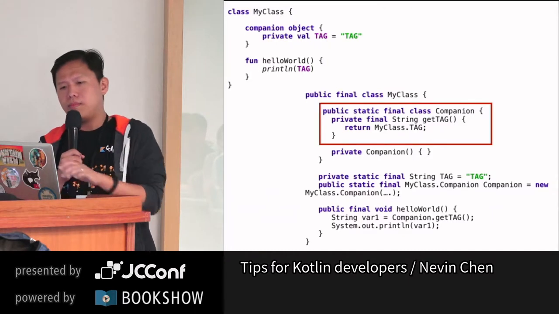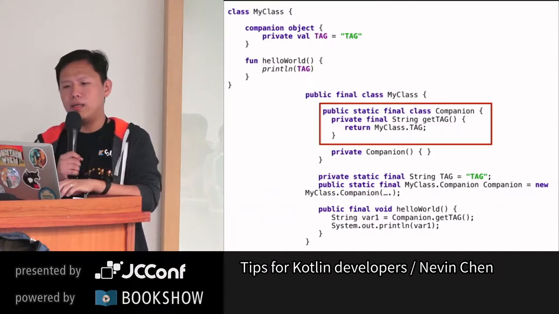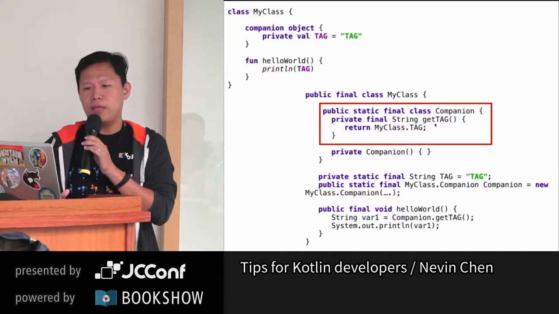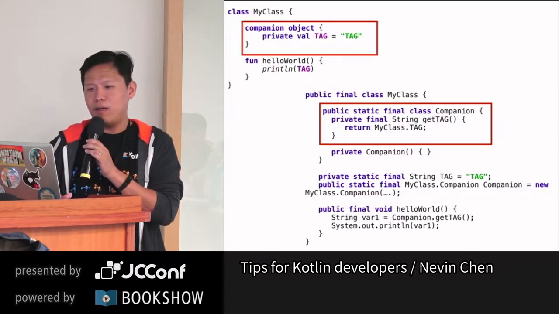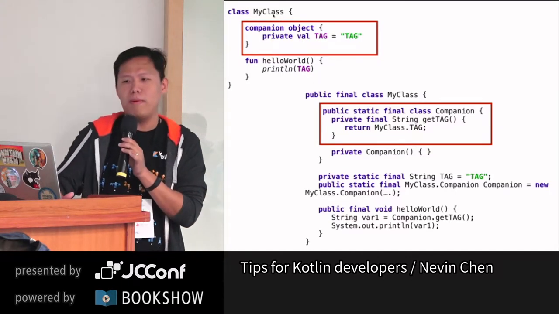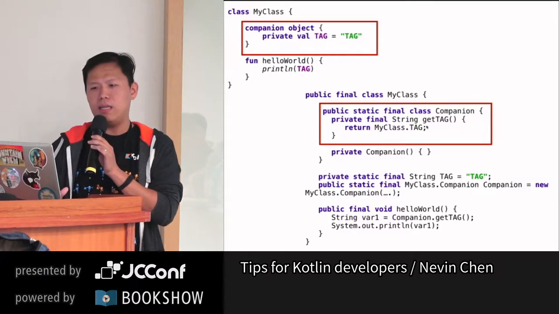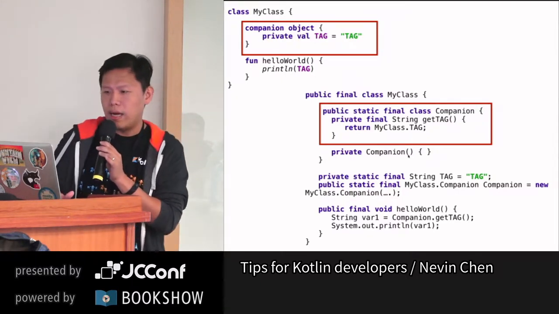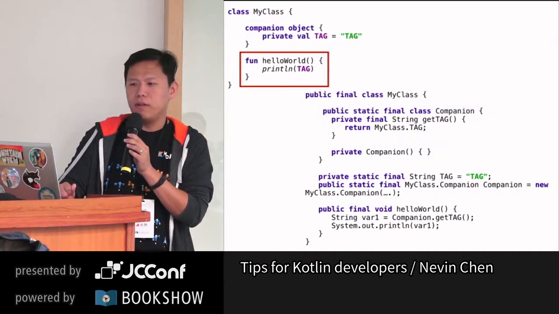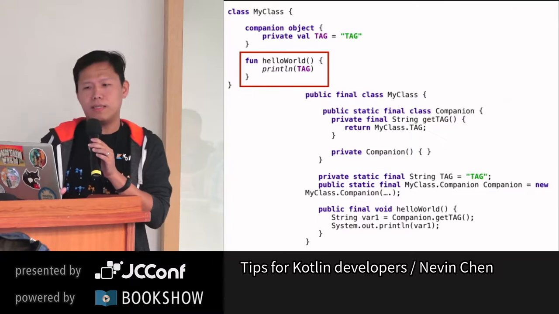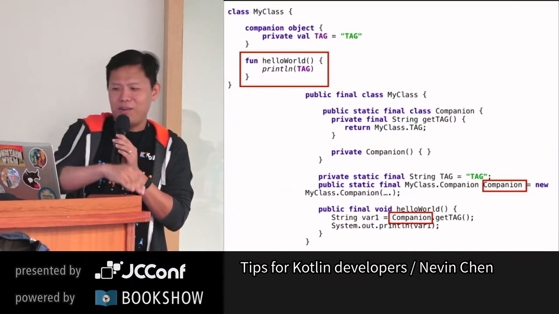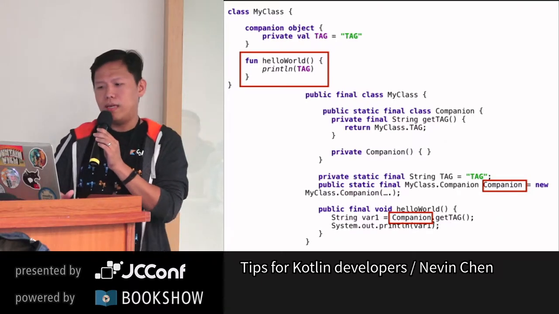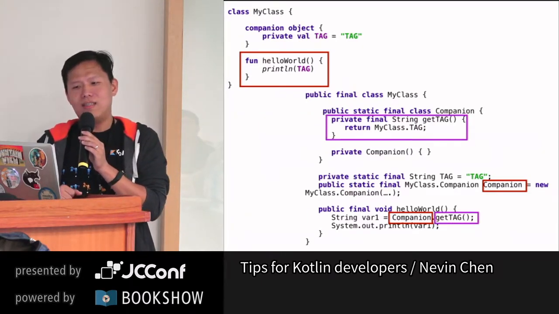It's compiled to a public static final class Companion here, and you'll notice there's a getter here. The getter really accesses MyClass.tag. You find that because it's a companion object, the private member is attached to the outer class. So you can see it's right here, in MyClass. But if it's not a companion, that string tag would be inside the companion. But this is not the point. The point here is the hello world method calls. If you want to print the tag, under the hood it's a single-instance companion object with a getter to access MyClass.tag.